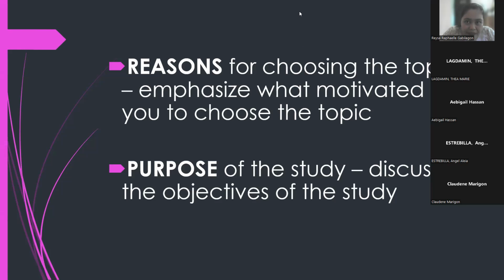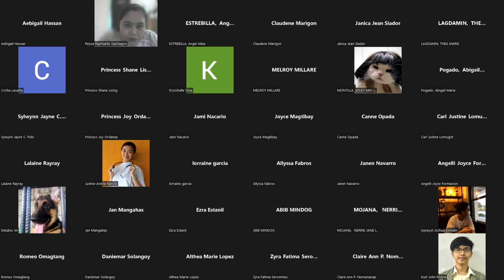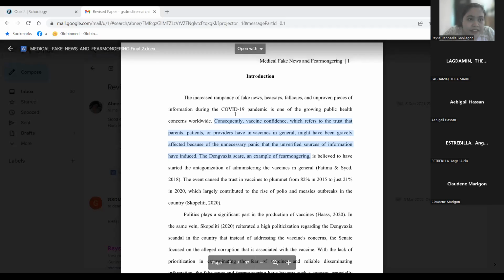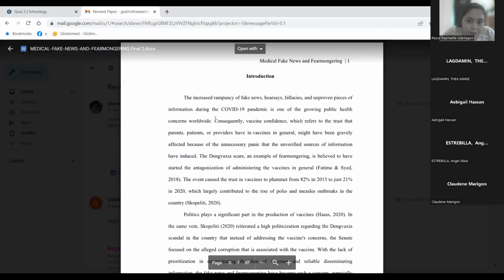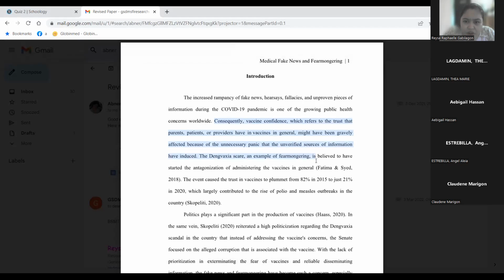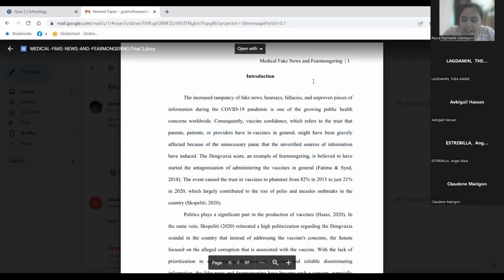So let us go back to the example a while ago and how they wrote their introduction. So again, number 1, they started with an assertion beginning, and it was followed by the elaboration of the topic. So they discussed vaccine confidence, and that fear-mongering has something to do with the vaccine confidence. Okay? Next, after that, they actually discussed the urgency why they need to conduct the study.